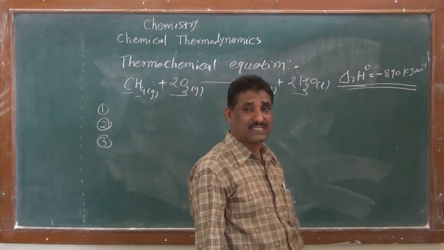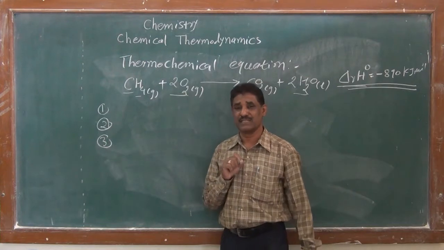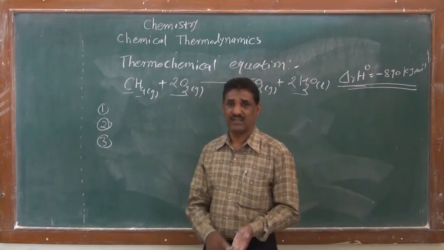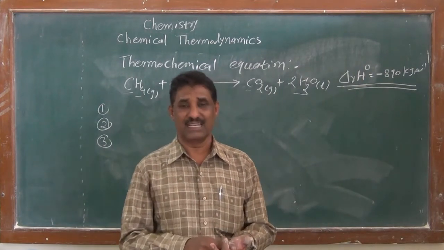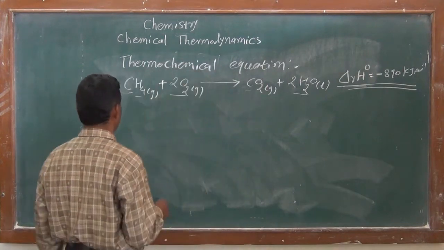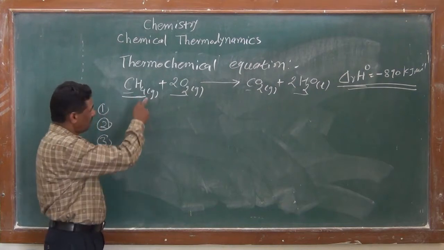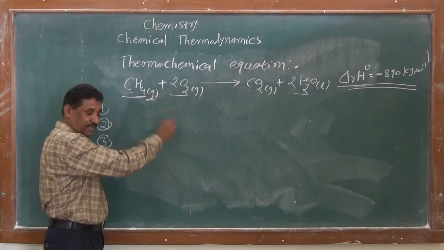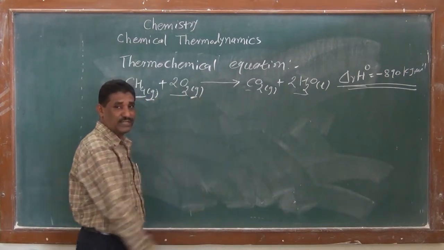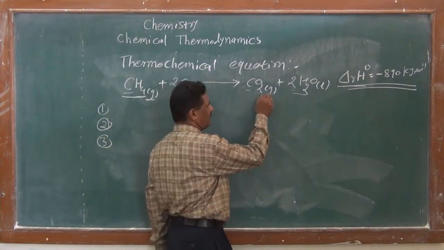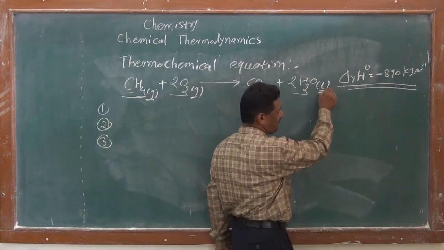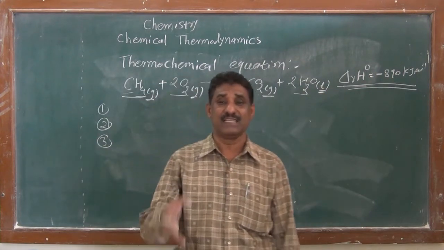In this reaction, physical state means whether the reactants and products are solid, liquid, gaseous or in aqueous form. Here this is methane, I write g here, which means this methane is in the gaseous state. Oxygen is also in the gaseous state, CO2 is also in the gaseous state, and this water is in the liquid state. These are the physical states.